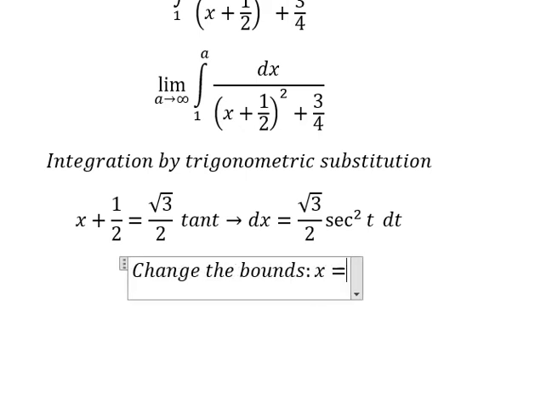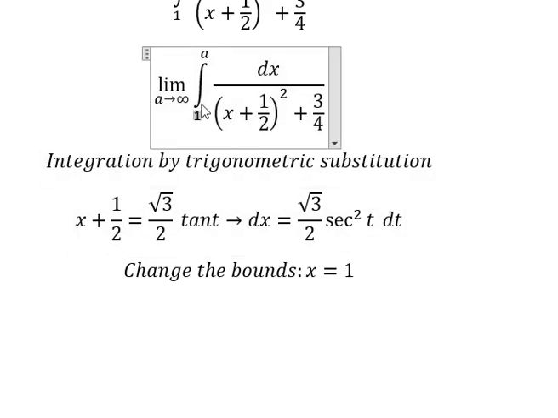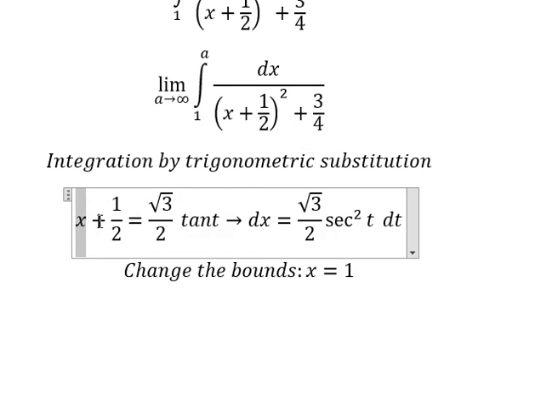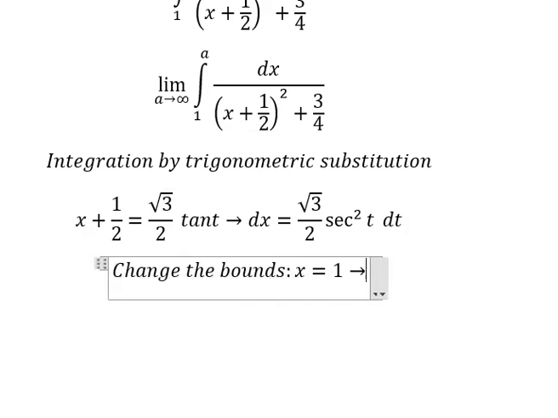When x equals number 1, that is in here. So I will put number 1 in here. So 1 plus 1 over 2, we divide by the square root of 3 over 2. So we have the square root of number 3. So this one we change to t equals pi over 3.